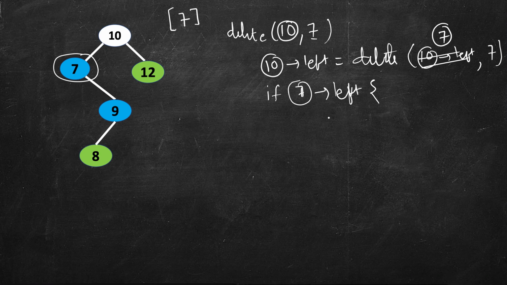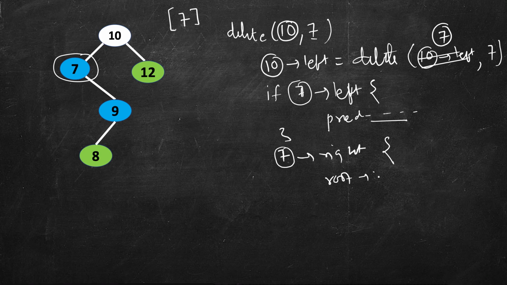If it has left, then find the in order predecessor. If it's not there, then first of all check whether it is a leaf or not. So if not left and not right, then make it null. It's a leaf node. If left is there, find the in order predecessor, copy its value here and call delete on the in order predecessor. And in this case, right is there, left is not there. So root val equals in order successor of this node.